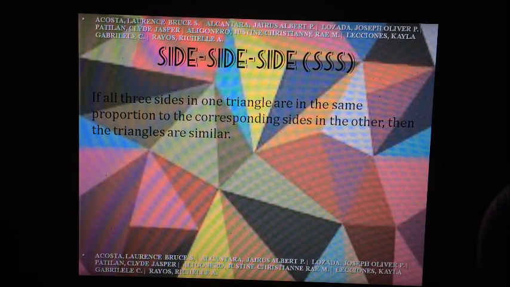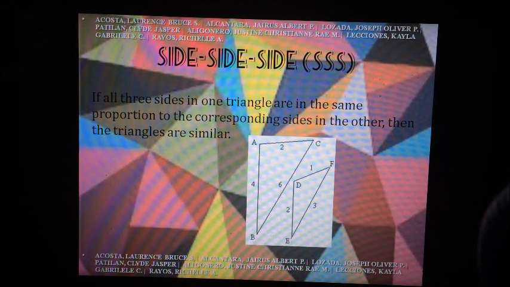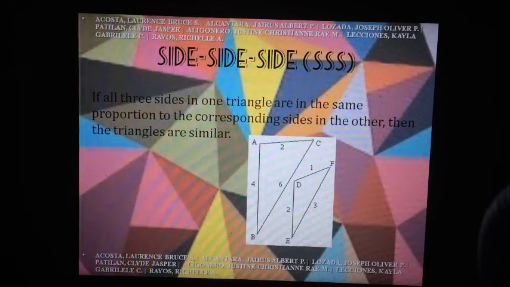Here are the different postulates that prove the similarity of two triangles. The first is the side-side-side or SSS. If all three sides in one triangle are in the same proportion to the corresponding sides in the other, then the triangles are similar. Sa figure na ito, makikita na ang side AC at DF ay proportion, at ang side AB at DE ay proportion. Same goes with CB and FE. Dahil sila ay pare-parehas sa proportion, masasabi na ang triangle ay similar.